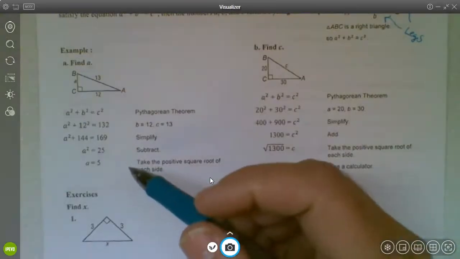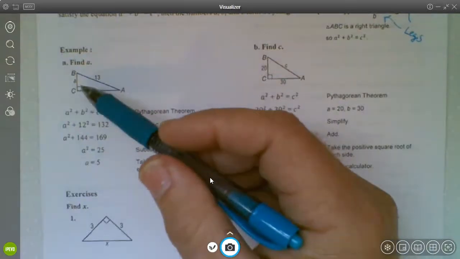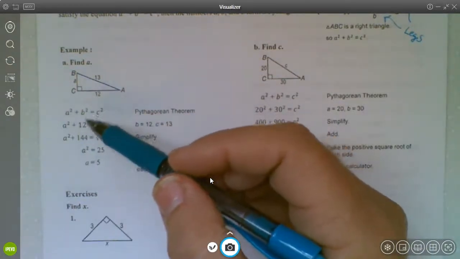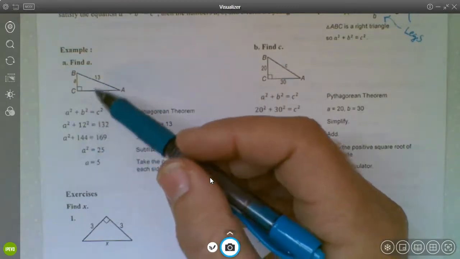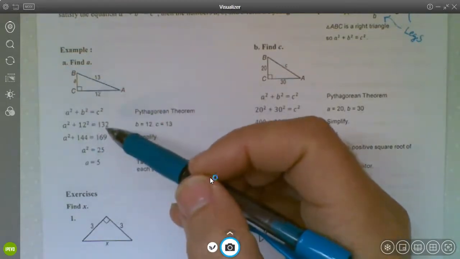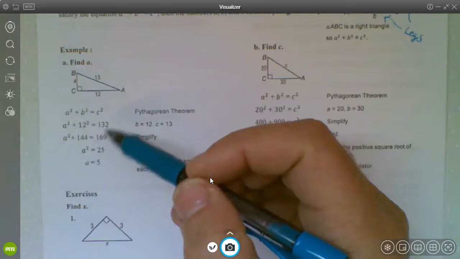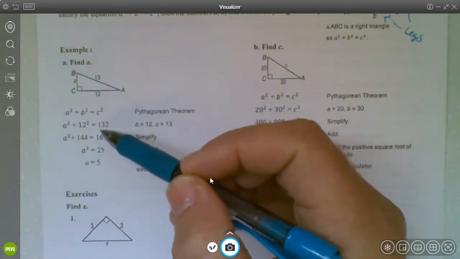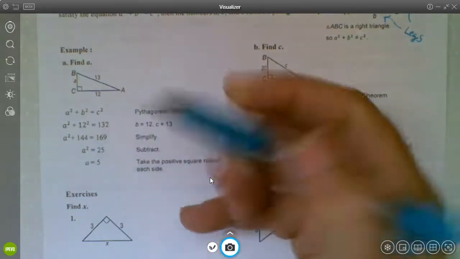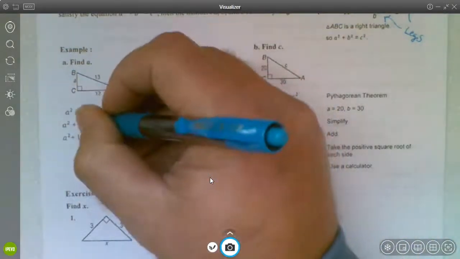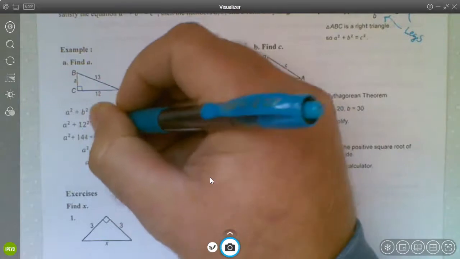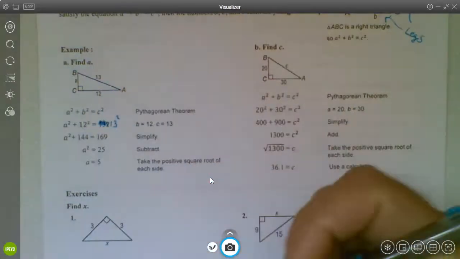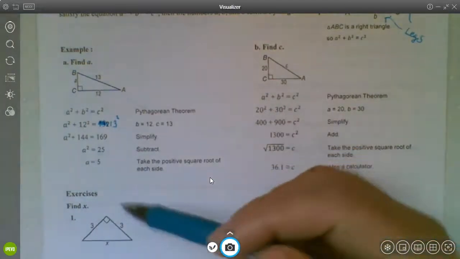So what they did was they said, okay, let's take our a squared. We got 12 going in for b squared, and then we got 13 going in for c squared. And it looks like they messed up on the little 2 right here. I think this is supposed to be 13 squared, not 132. I think that 2 got misplaced. I think it should look like this. That would make more sense. So we're plugging those in.